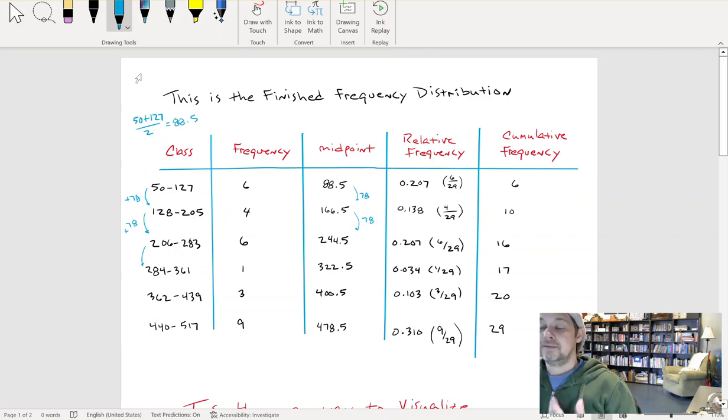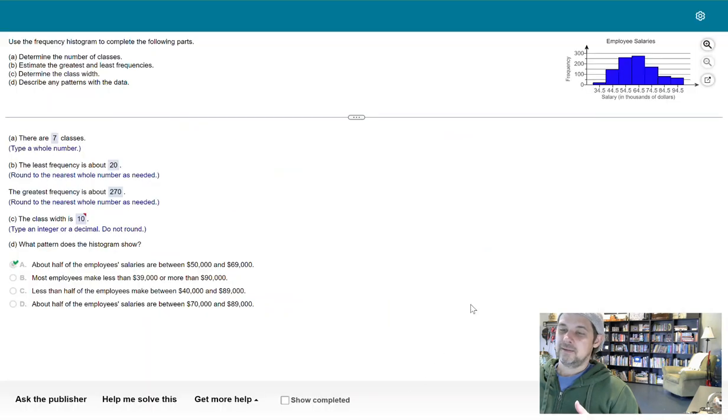Now, I said I was going to bring this full circle. That's why, when you're looking at a finished frequency histogram, if it's based on the midpoints, subtracting any two adjacent midpoints will tell you the class width, because that's how it's made in the first place. It's just like working backwards.